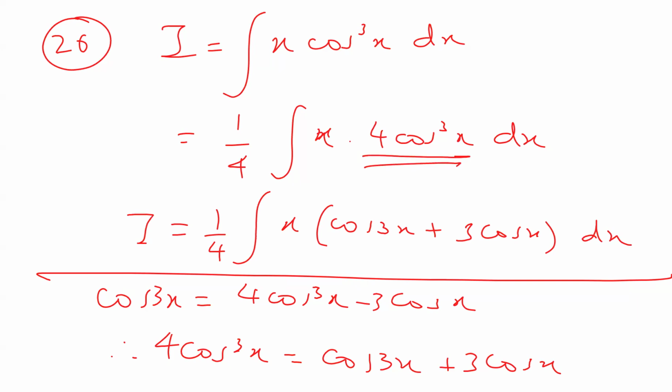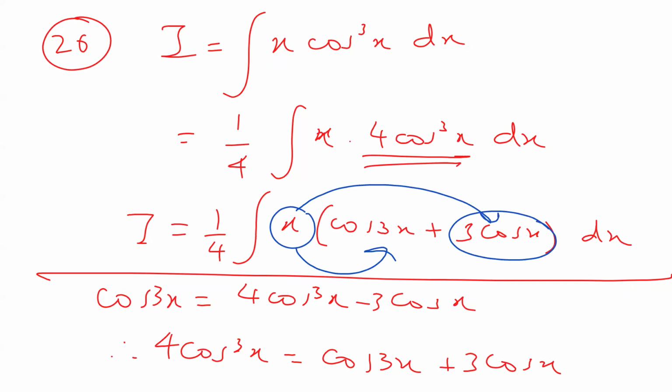Now this is like the previous problem. You multiply x with this, you multiply x with this. You get two different parts. You have to take I1 and I2 and solve individually, I1 and I2 separately. So see, Indef 1 is also coming into picture.